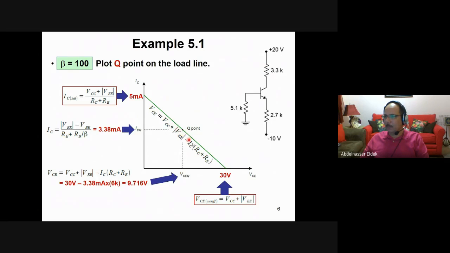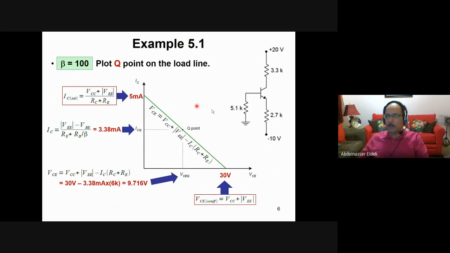We have this equation. So this point is equal to what? VCC plus VE, as I explained before. So it will be 10 and 20, that's 30 volt. This point will be VCC plus VE, which is 30, divided by the total resistance here, RC and RE, 3.3 and 2.7, which is 6K. So 30 divided by 6K will be 5 milliampere.